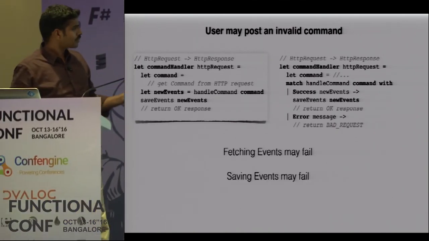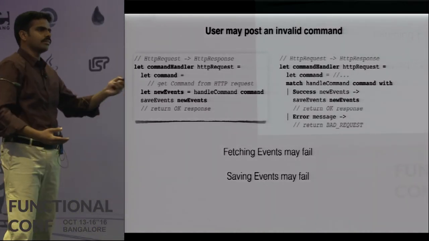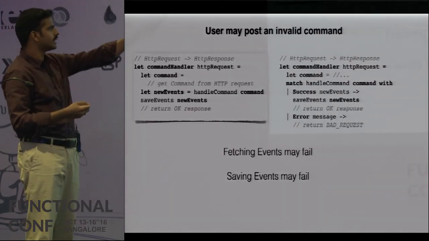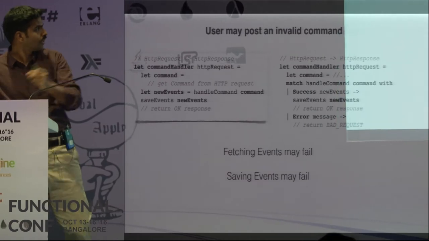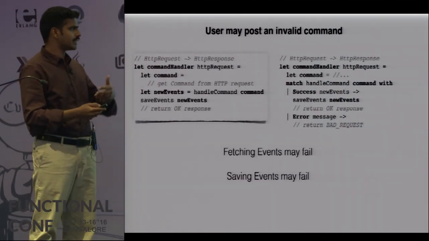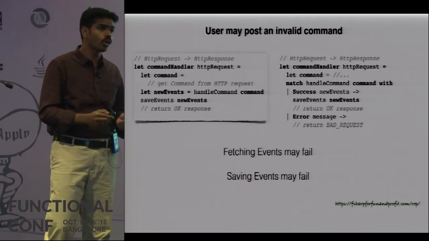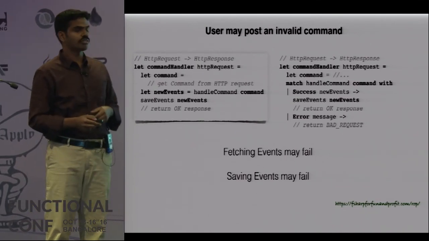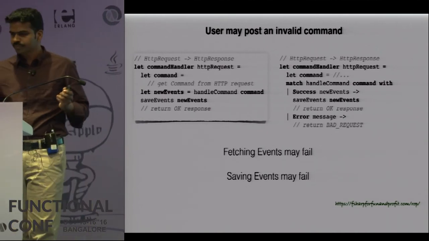So we can extend this to other functionality, like fetching events may fail, serving events may fail. You can model it the same way. And there was a very interesting blog article called Railway-Oriented Programming. You can find it on fsharpforfunandprofit.com, which talks in more detail about error handling.